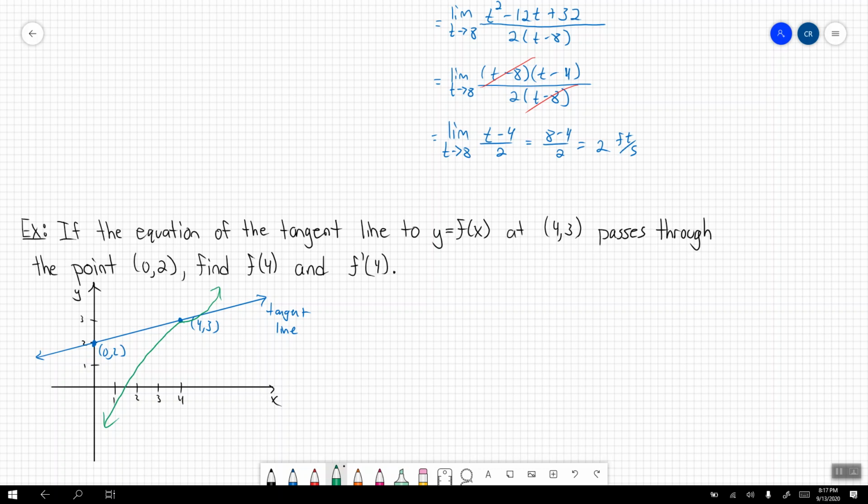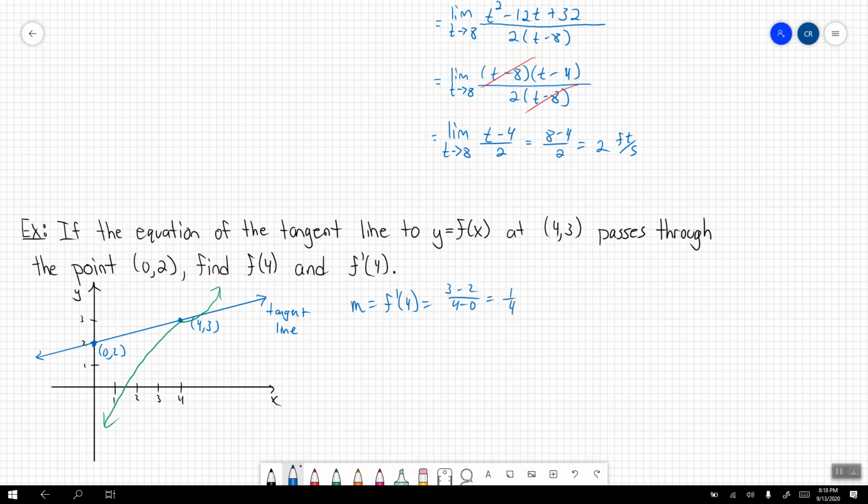As we start looking at this, we start extracting, okay, well, we know a lot about this function, or about this tangent line. We know that the slope of the tangent line is going to approximate the derivative of that function, so we're going to be able to find f prime at 4 by using the slope of this line. So we just need to find the slope of the tangent line. Well, the slope of the tangent line is just y2 minus y1, so that's 3 minus 2, divided by x2 minus x1, so that's 4 minus 0, and this will get us a slope of 1/4.